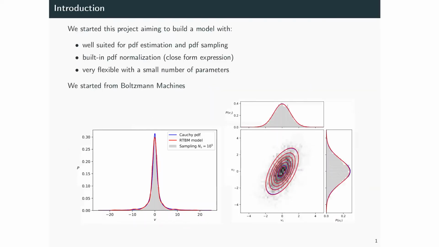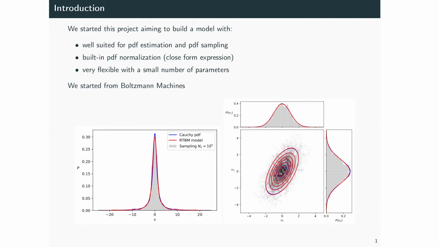So we started this project a few years ago with the idea that we wanted to build a model which was well suited for PDF estimation and PDF sampling. So basically, we wanted to do something for which we are able to do both density estimation, but also sample this model. And also, we wanted to have some different properties for this model. For example, also a built-in PDF normalization.